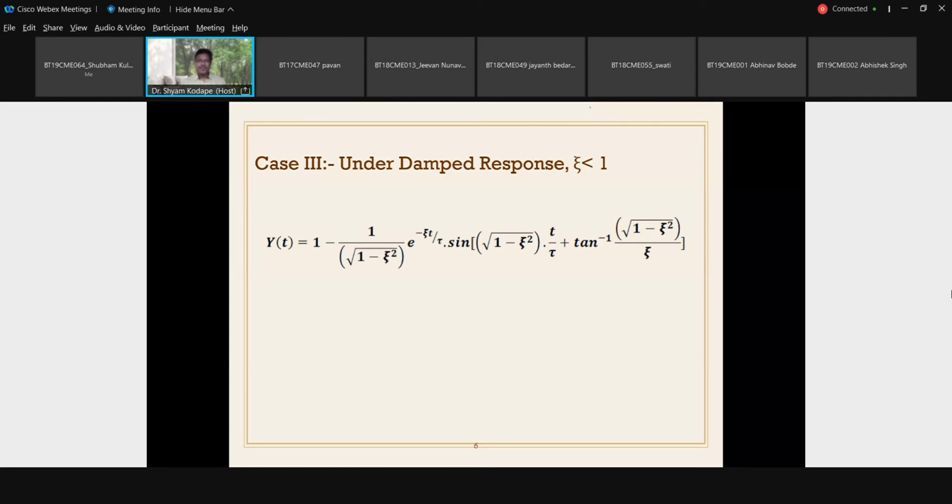And this expression gives us this oscillatory motion. Now we will discuss those oscillations, because that is a very common example, a very common situation. Chemical engineering, chemical process industries experience such type of underdamped responses. So we will discuss in detail about the underdamped response.